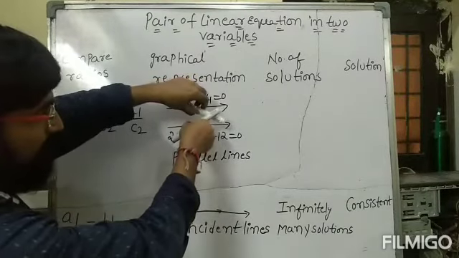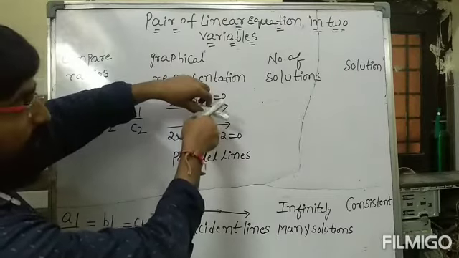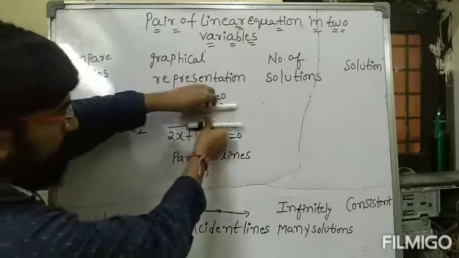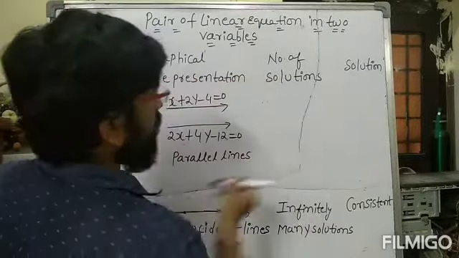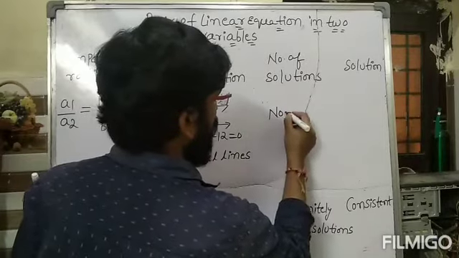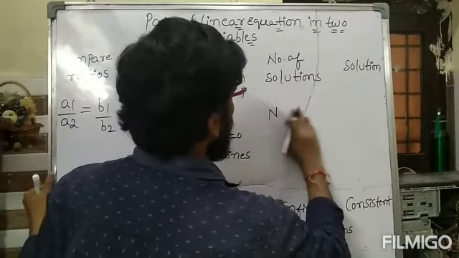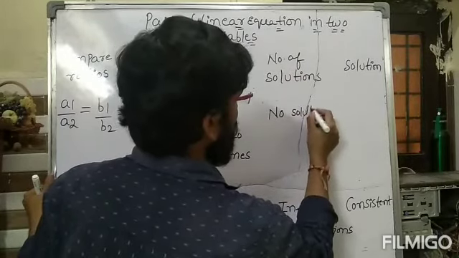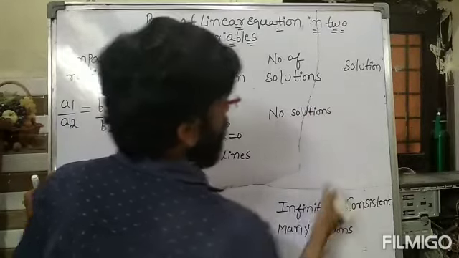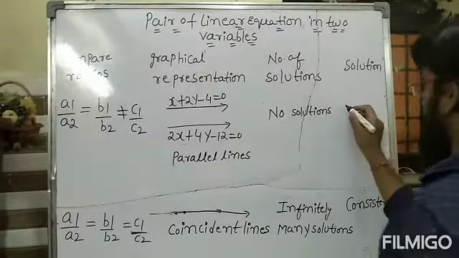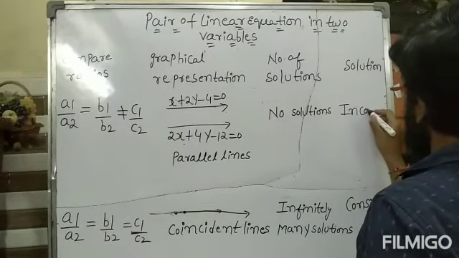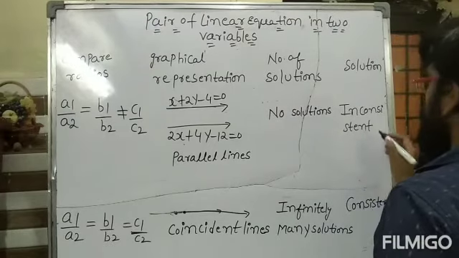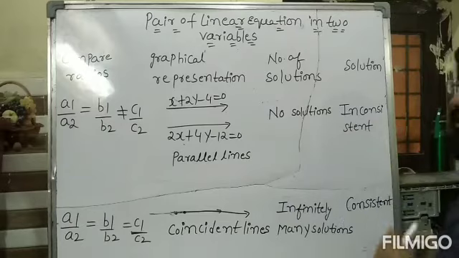If they coincide like this, then only they are going to get solutions. When they touch each other, then only we are going to get solutions. So they are not touching, they are moving just like this. No touching, so no solutions. Solution is not there. It is called inconsistent. If no solution, it is called inconsistent.